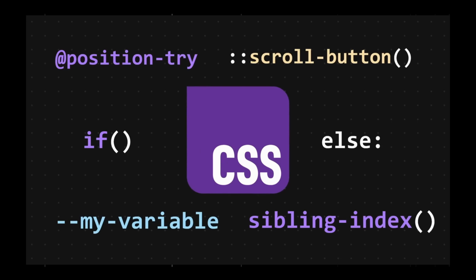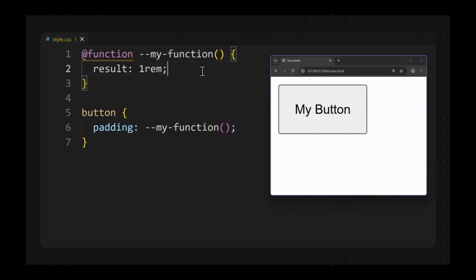To use the resulting value somewhere, we simply call the function by writing its name with parentheses, exactly like you would expect. But this function is not very powerful yet. It always returns 1 rem. Where functions really shine is when we introduce parameters. A parameter is a value that we can pass into the function.